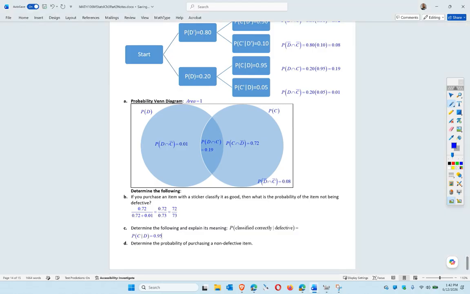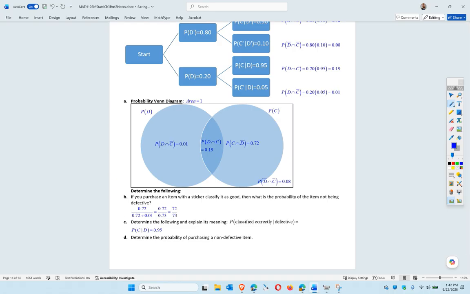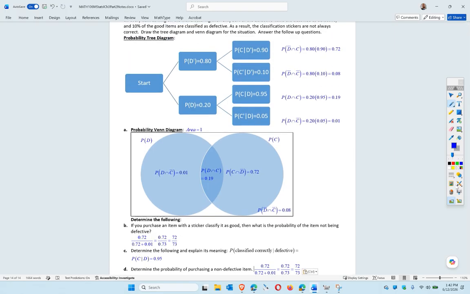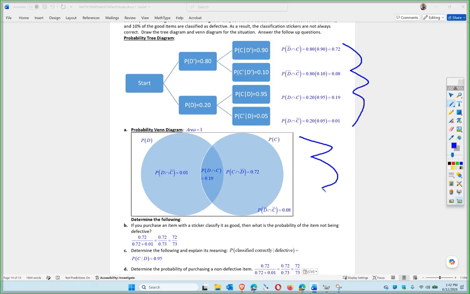Okay, and the last question is asking, what's the probability of purchasing a non-defective item? Well, wait a minute. We already answered that. Because if you get a good sticker, that's the same thing as a non-defective item. Because you wouldn't have gotten these ones in the store anyways, right? So it's asking the same question in a different way, essentially. No difference. Okay? So, long story short, the tree and the Venn, they're the same thing in different contexts. The tree gives you a little bit more information because it has the conditionals of how to get those items, you know what I'm saying? But essentially it's just two different visuals for the same exact thing.